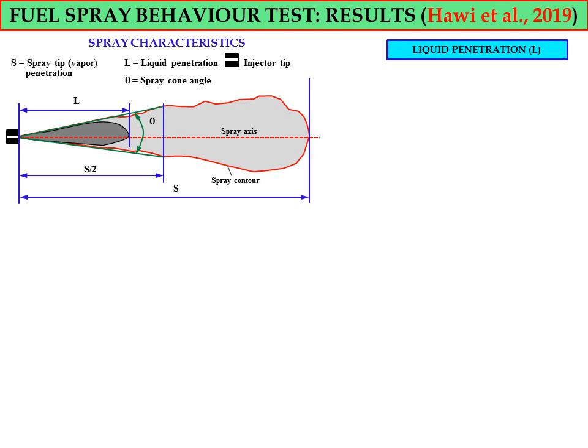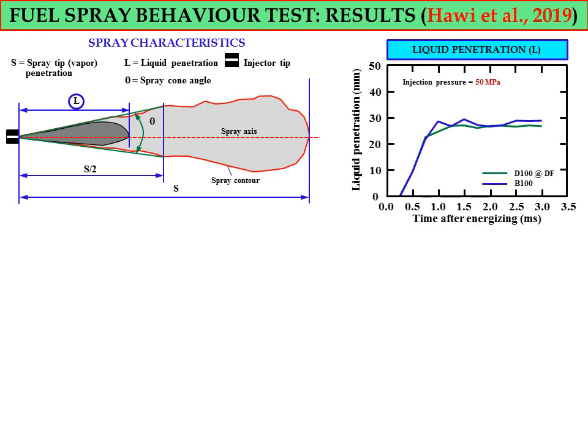So in terms of the liquid penetration result obtained by Hawi et al., we can see the graph showing liquid penetration in millimeters versus time after energizing the fuel spray during the investigation. The green line represents the result for D100 diesel fuel, and the blue line represents the result for B100 biodiesel fuel. And the injection pressure is constant at 50 megapascal.